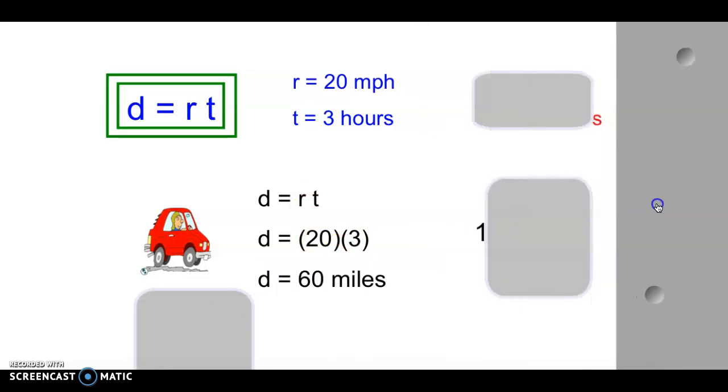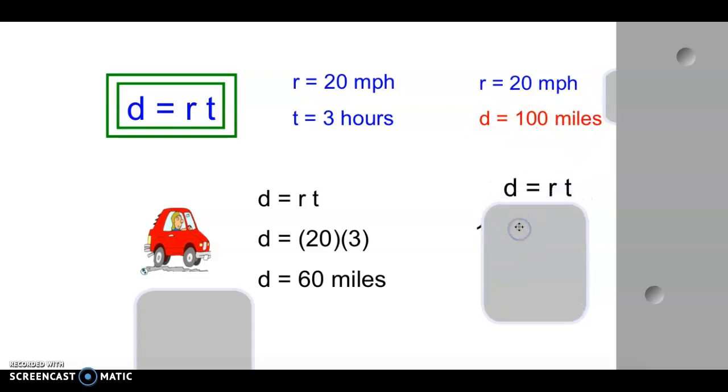Here's another question we could answer. What if we said now we want to go 20 miles an hour still, but this time we want to go 100 miles? We're wondering how long will that take us? So D equals RT, and then here's our distance, 100 equals 20t.